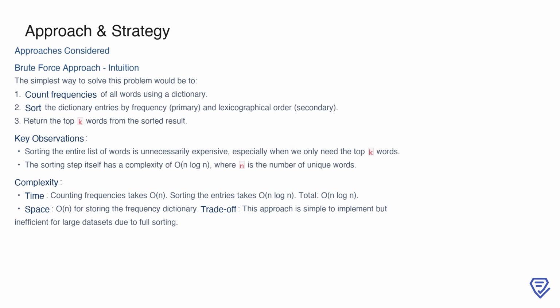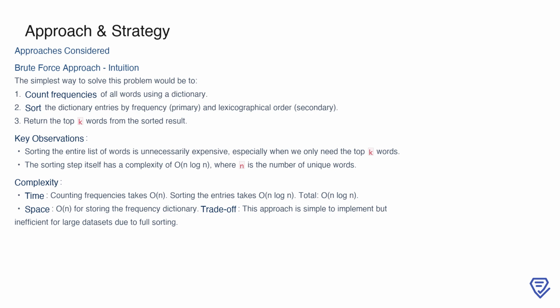However, a key observation here is that sorting all the words, including those we don't need, can be computationally expensive. This sorting step alone has a complexity of n log n, where n is the number of unique words. So, while this approach is simple to implement, it becomes inefficient for large datasets due to the unnecessary overhead of sorting everything. The overall time complexity is n log n, and the space complexity is n, due to storing the frequency dictionary.